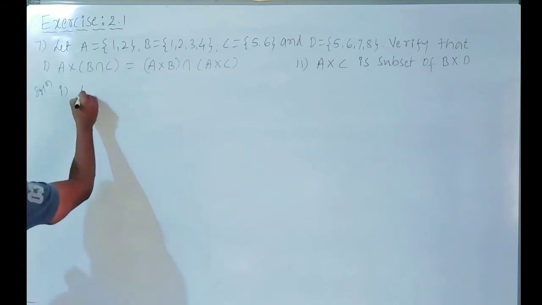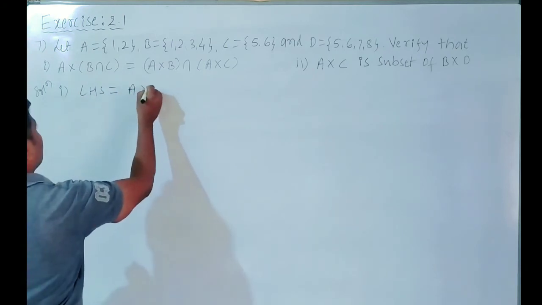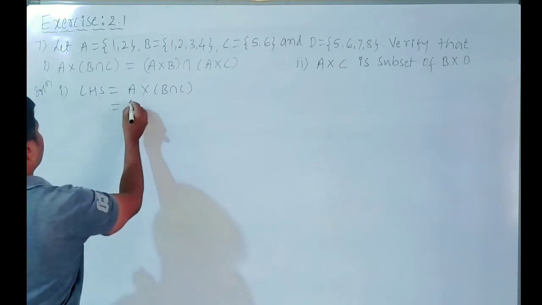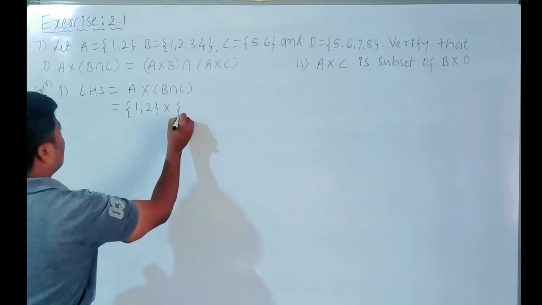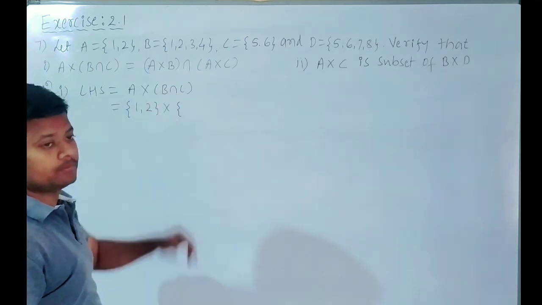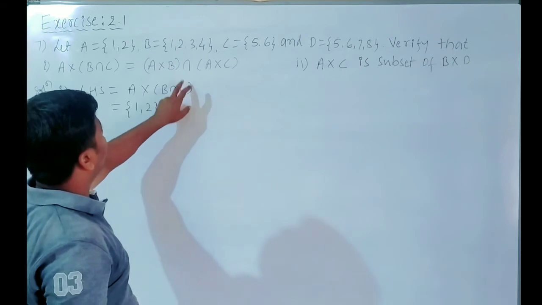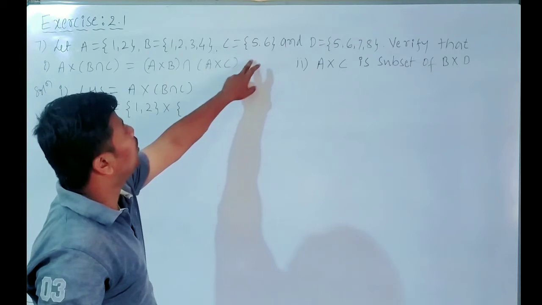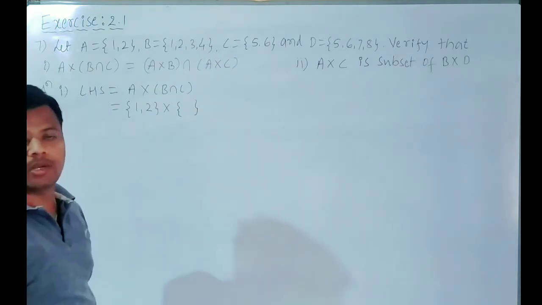First one. So LHS is equal to A cross B intersection C. Okay, what is set A? Set A is 1, 2. Cartesian product. What is B intersection C? Intersection are common elements in set B and set C. Common elements in the set B with the set C? No common elements means null set. No common elements, null set.